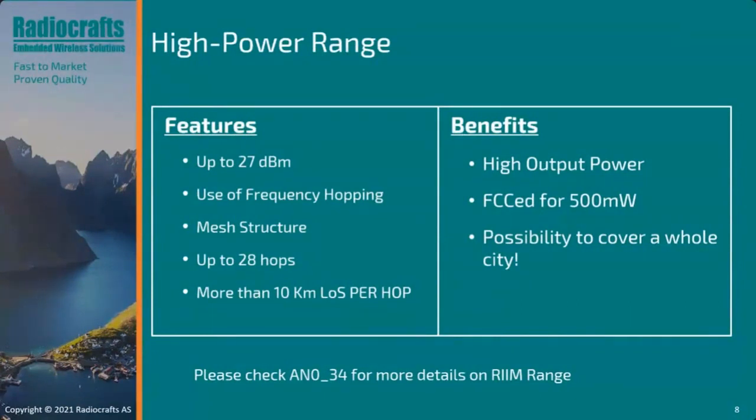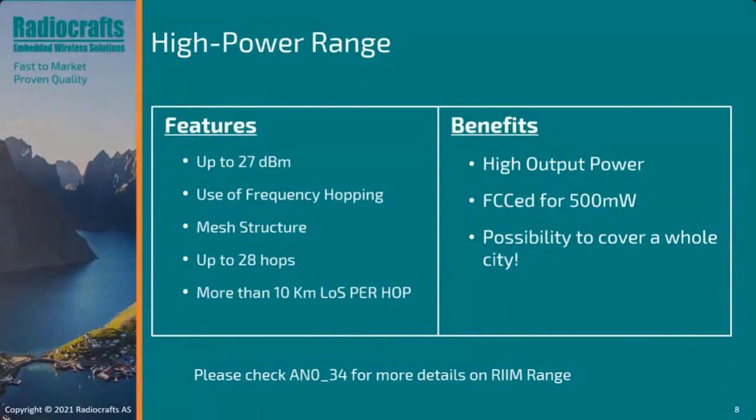So range is one of the key differentiating parameters when it comes to street lighting networks for a number of reasons. First, street lighting networks obviously are designed to cover very large areas, mainly cities. So of course, large coverage area is a must here. Second, by their nature, street lighting networks are deployed in environments where it's very usual to have obstacles in between communicating nodes, such as trees, buildings, and so on.